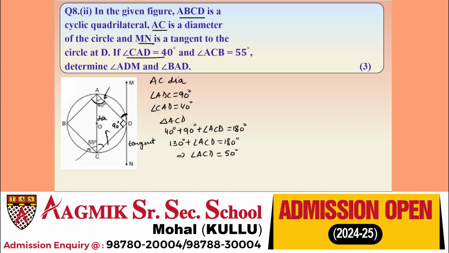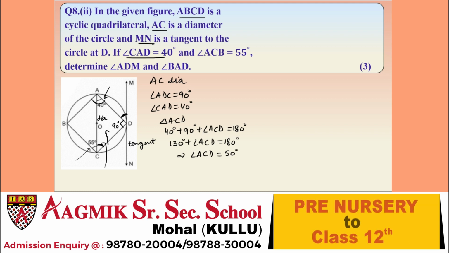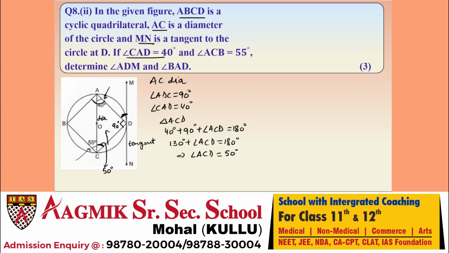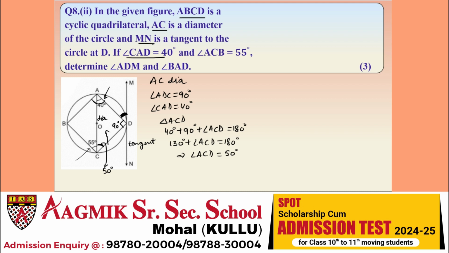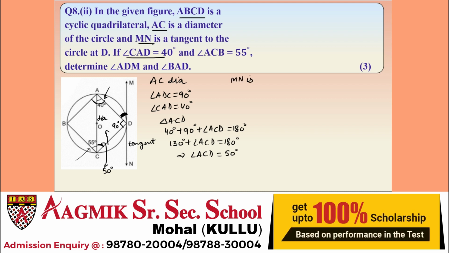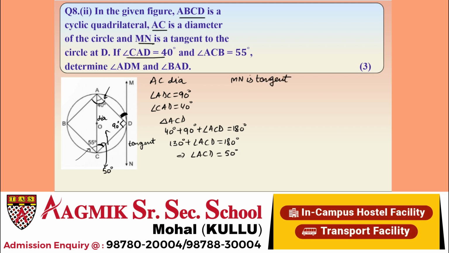तो देखो ये वाला एंगल जो है हमारा, this is coming out to be 50 degree. Now look here, we want to obtain this angle, angle ADM, right? अब since MN is tangent, we know that MN is tangent और हमें पता है alternate segment में जो angles बनते हैं they are equal.